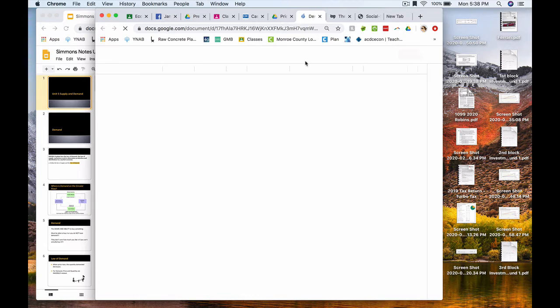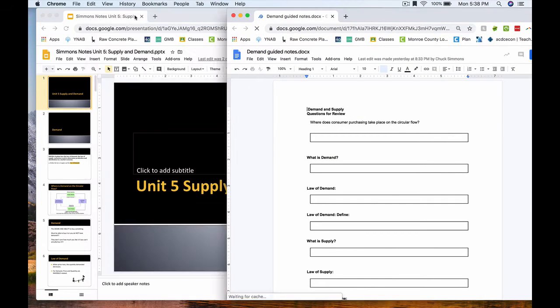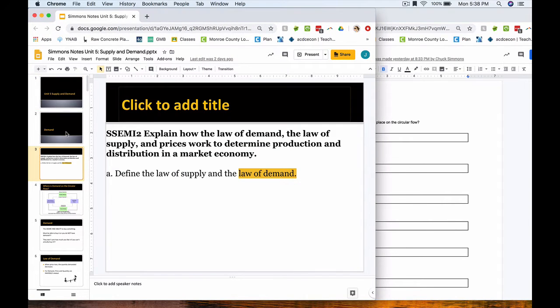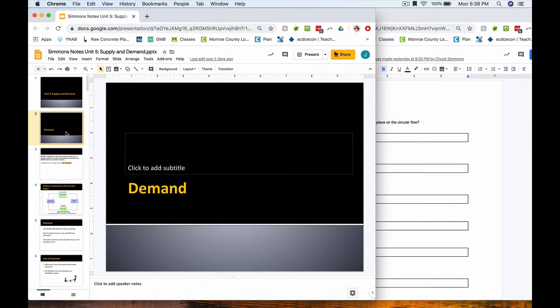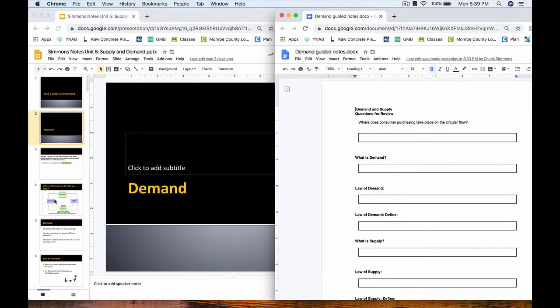So this is going to be for multiple days. Don't panic about it. Just do what you can when you can. All right, so today I want to finish just the information over demand, supply, price ceiling, and price floor. And then tomorrow we'll talk about the other information.